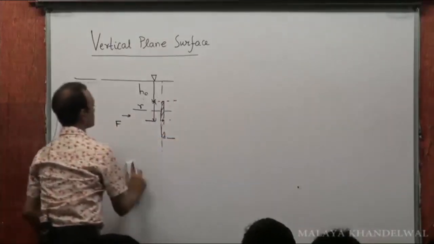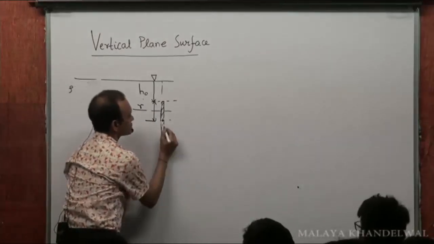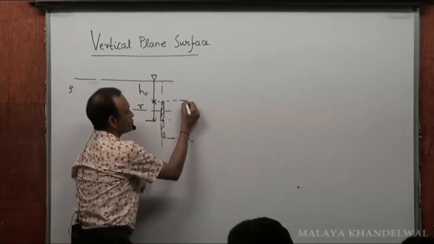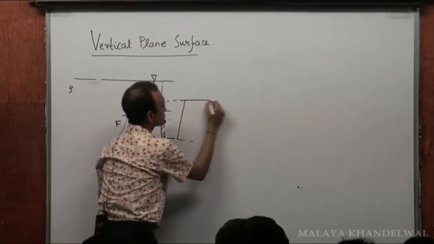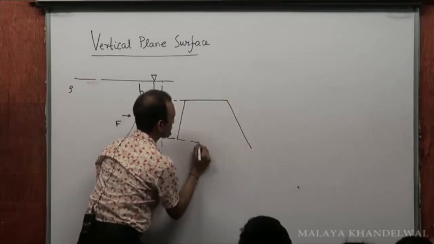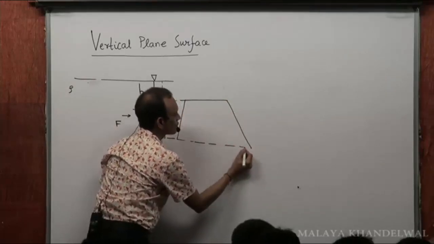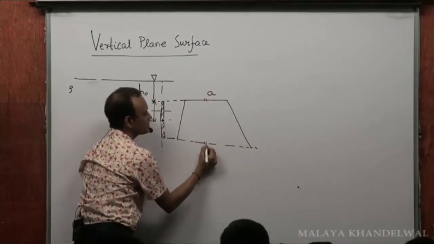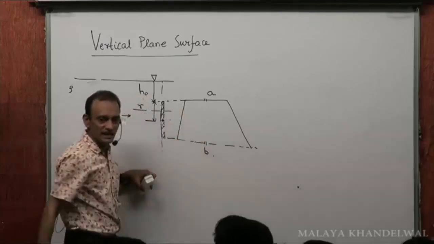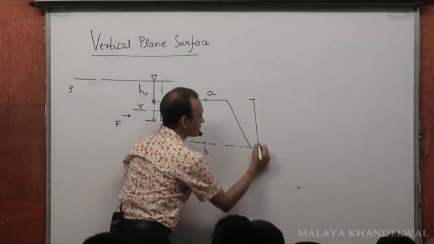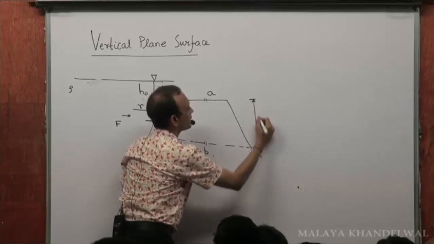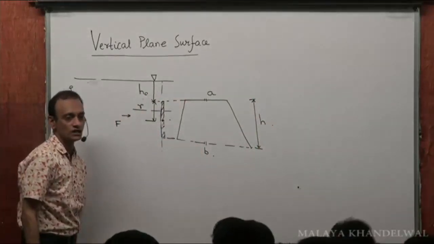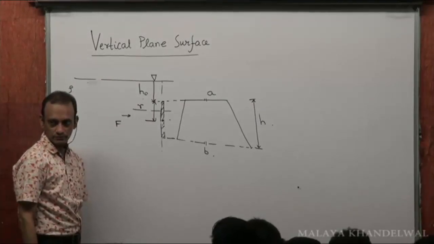Suppose I had something like this. The cross section is, that means when you see from here, what you see is a trapezium like this, with this being A and this being B. These are the parallel sides A and B, and say H is the separation between A and B. Okay.